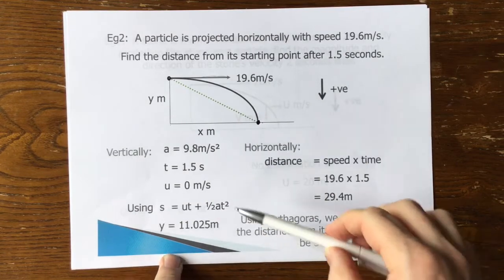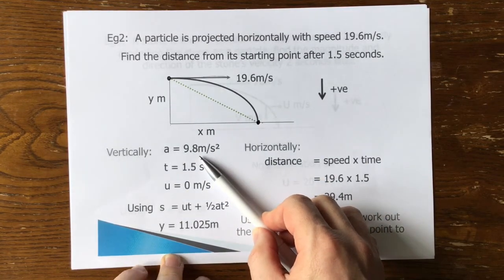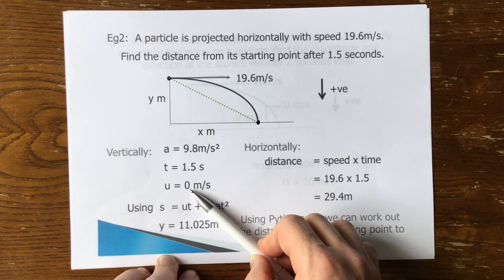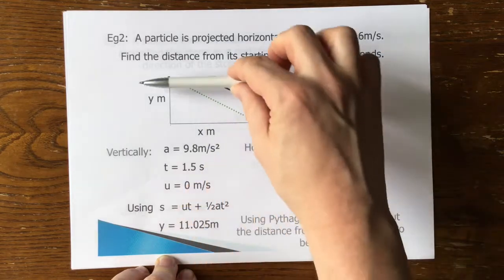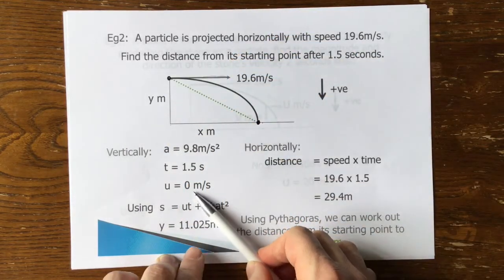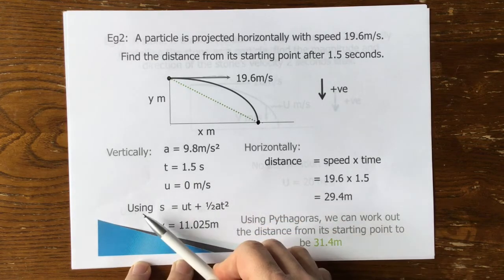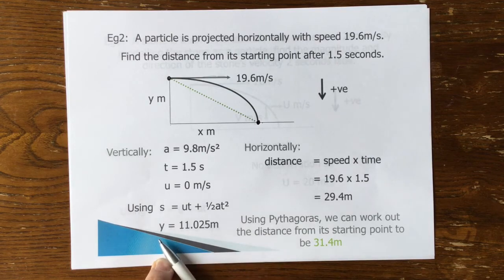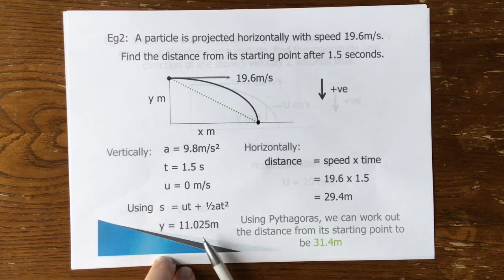So again, vertically, really easy in this one, that a is 9.8. It's always going to be under the influence of gravity here. The acceleration is due to gravity. And its starting velocity vertically is 0. All the speed is horizontal speed. There's no vertical speed. So the velocity here is 0. The time is 1.5 seconds. And so again, using s equals ut plus a half at squared, we can work out that this value y is equal to 11.025 meters.